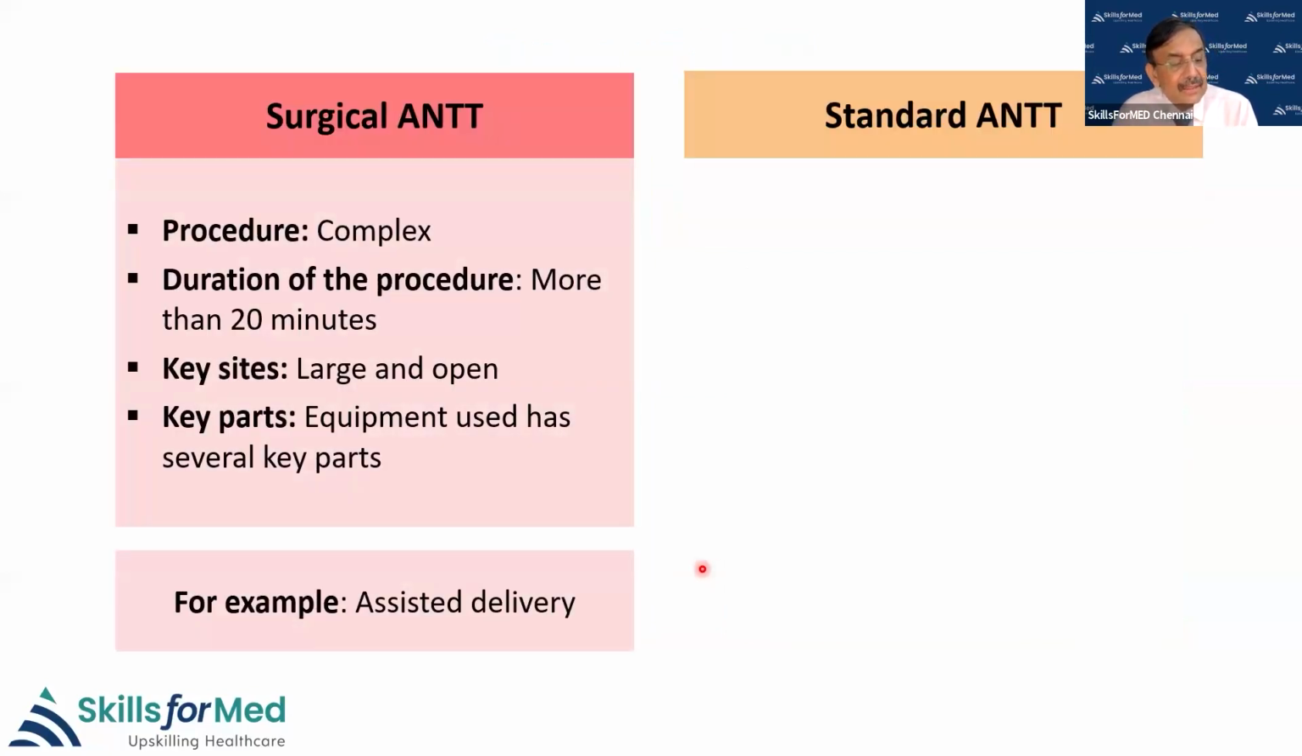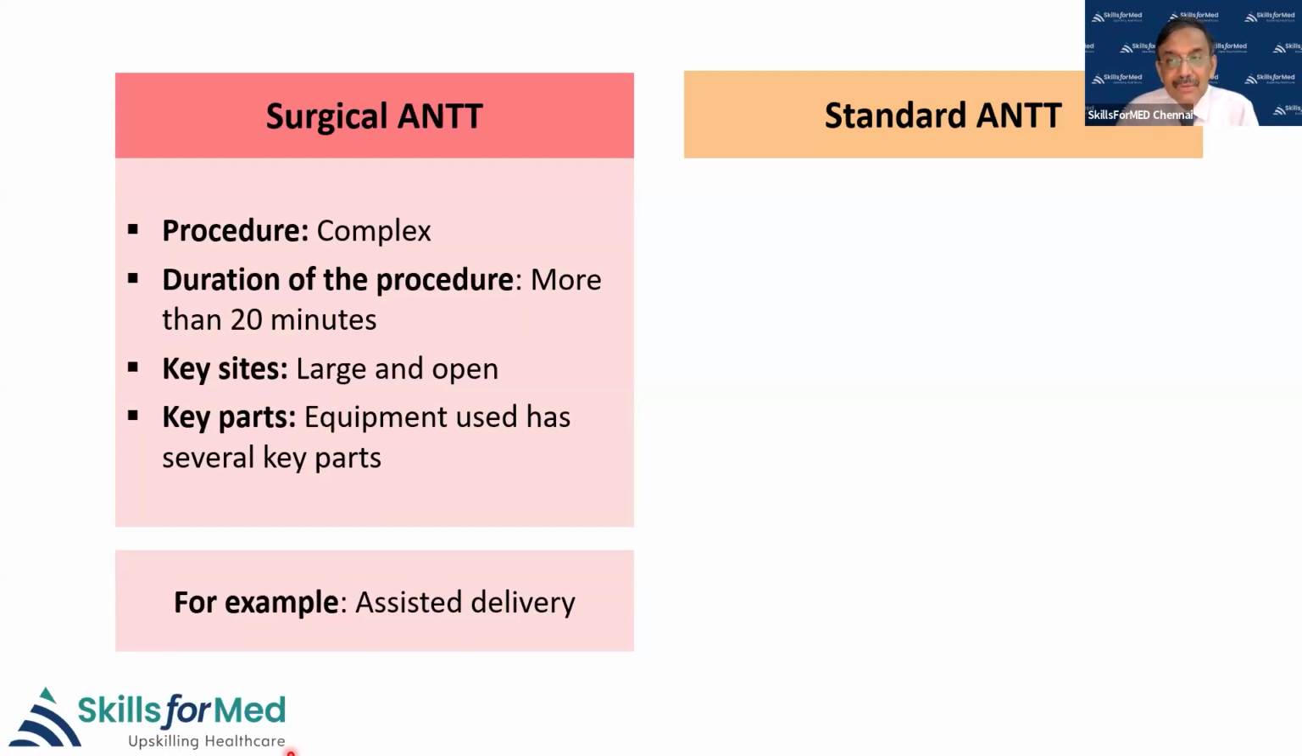So surgical ANTT is used if the procedure is complex, the duration is more than 20 minutes, and there are large and open sites, like the abdomen or neurosurgery. You can't do standard ANTT there. The equipment has several key parts, or it has to be sterile. The example I give is assisted delivery, because this is again a sterile procedure, and most often the sterile procedure is not followed. Instead of a laparoscopic cholecystectomy example, I purposefully gave this example of assisted delivery, where surgical ANTT has to be followed.